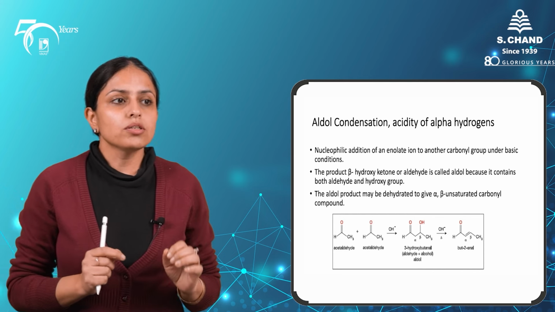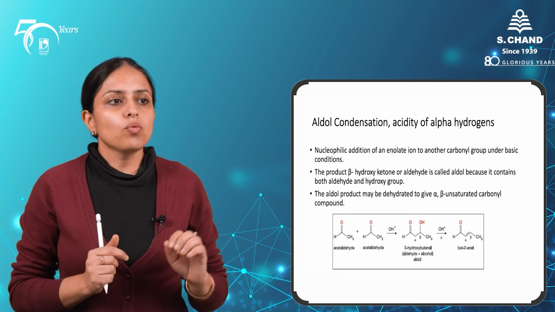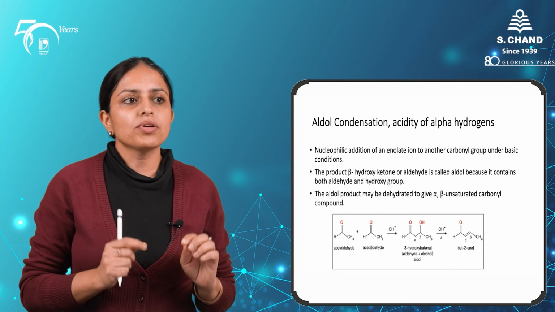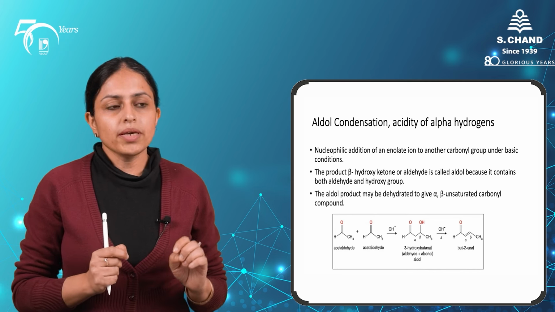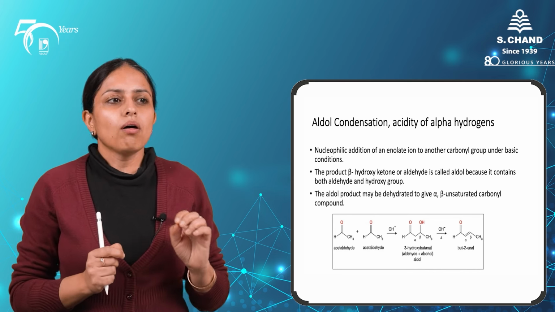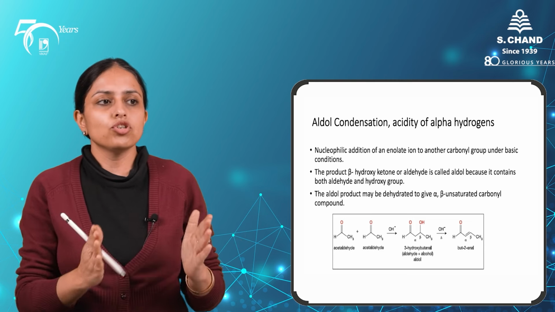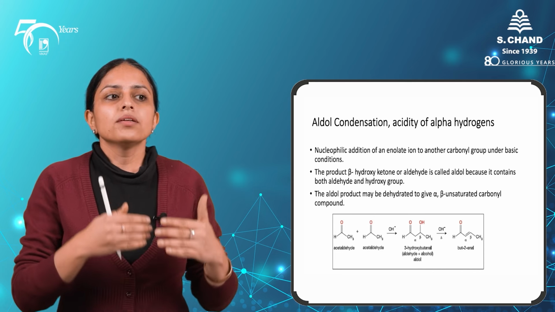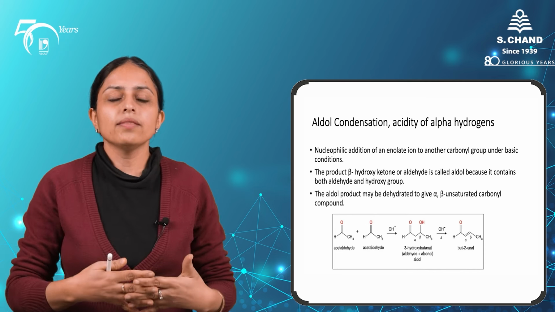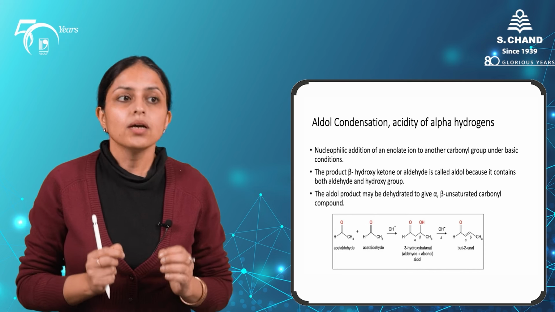Alright. Suppose two molecules of acetaldehyde undergo condensation. So what will be the product? The product will be 3-hydroxybutanal. And at the beta position, what is there? Here there is a hydroxy and the carbonyl group is there. So from the carbonyl group, at the beta position, the hydroxy group will come. And if you heat it, then dehydration will happen and you will get an alpha beta unsaturated carbonyl compound.